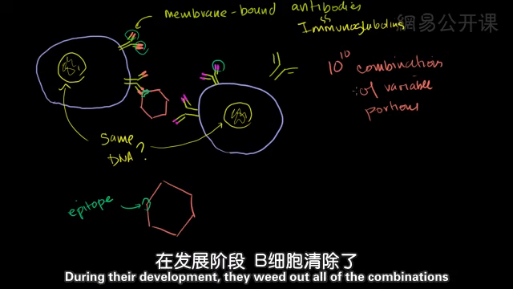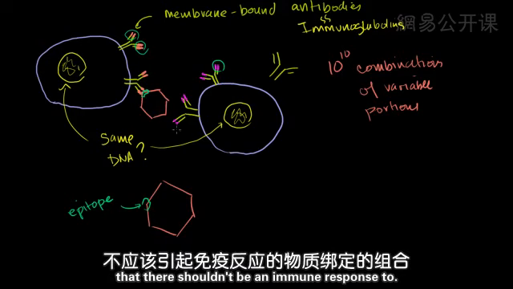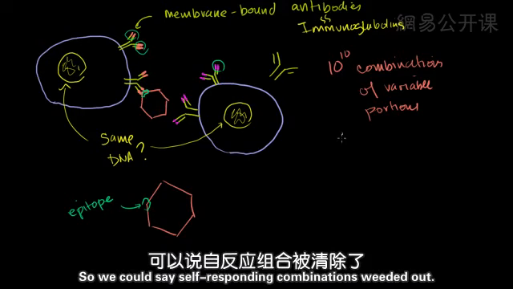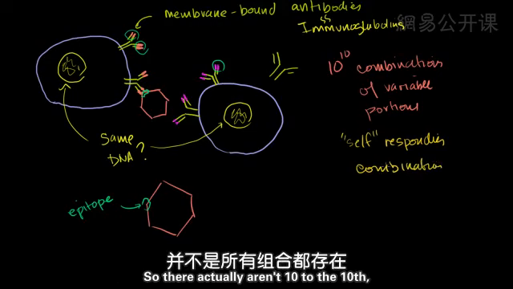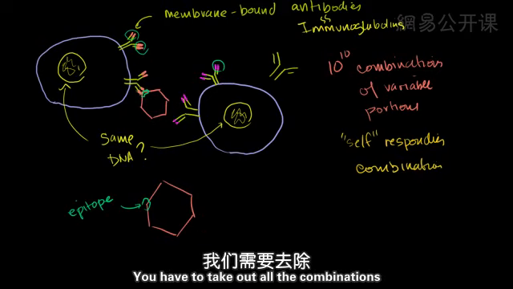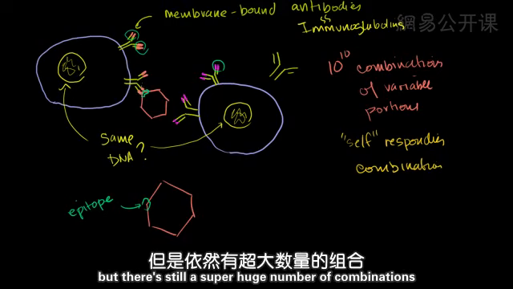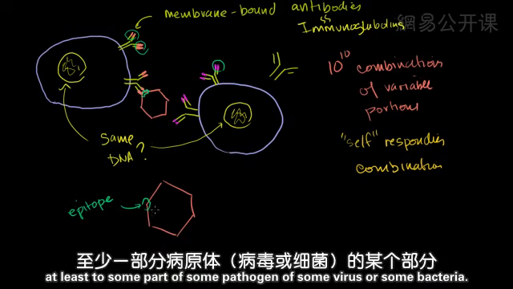During their development, they weed out all of the combinations that would bind to things that are inside of you, that are essentially you, that there shouldn't be an immune response to. So we could say self-responding combinations weeded out. So there actually aren't 10 to the 10th, 10 billion combinations of these, something smaller than that. You have to take out all the combinations that would have bound to your own cells. But there's still a super huge number of combinations that are very likely to bond at least to some part of some pathogen, of some virus or some bacteria.